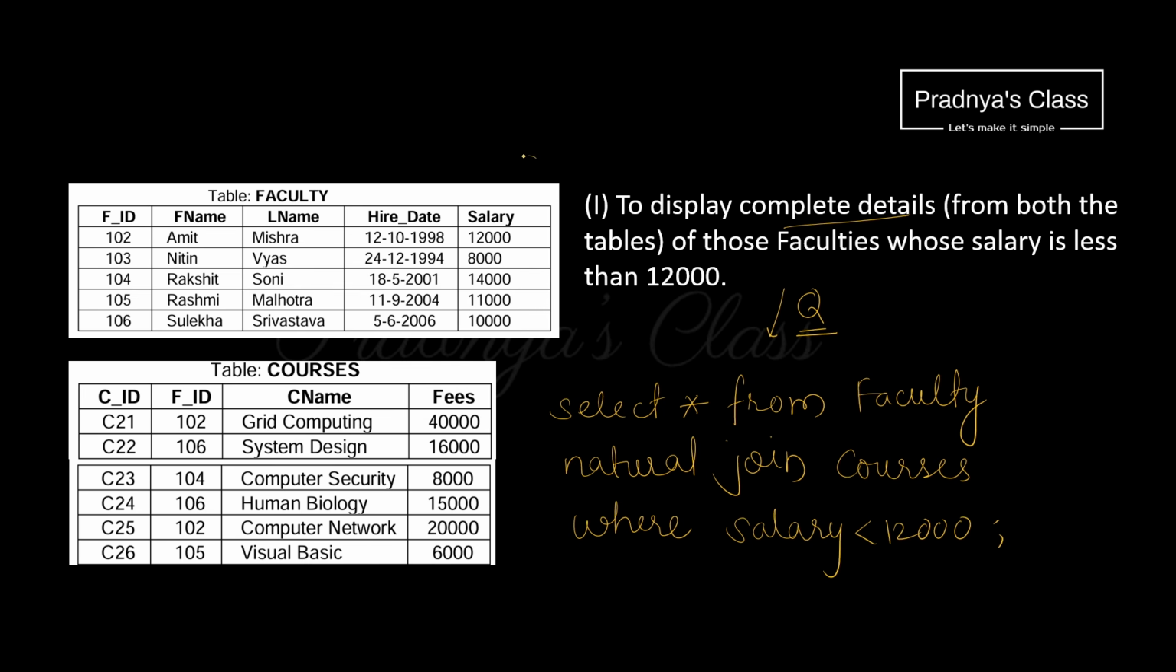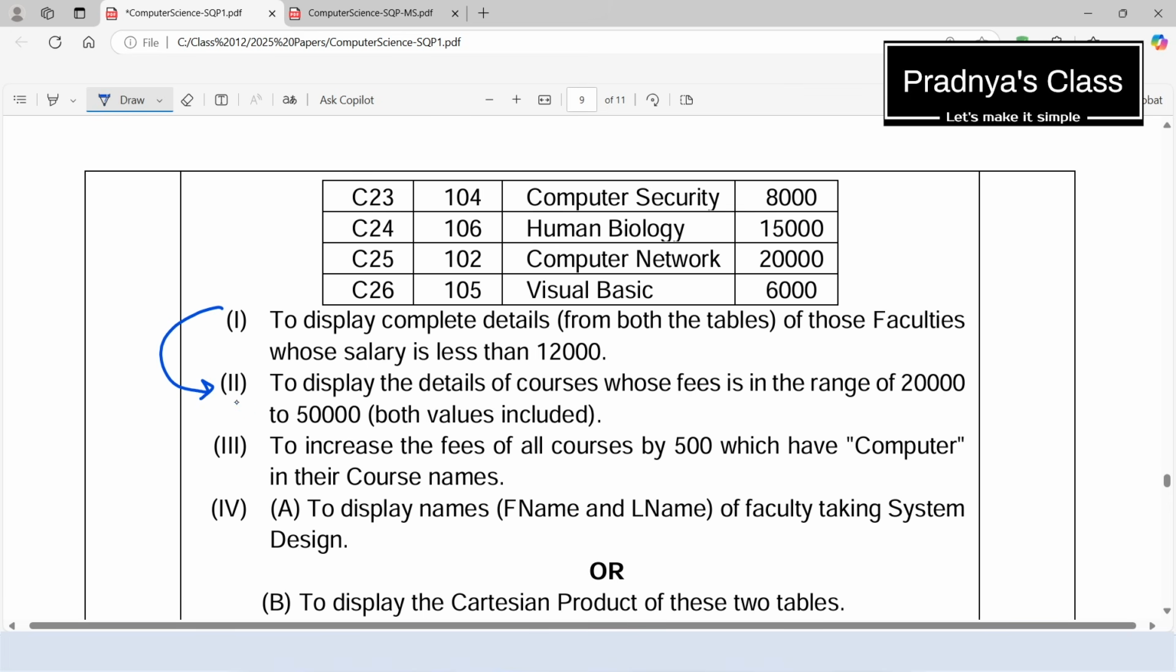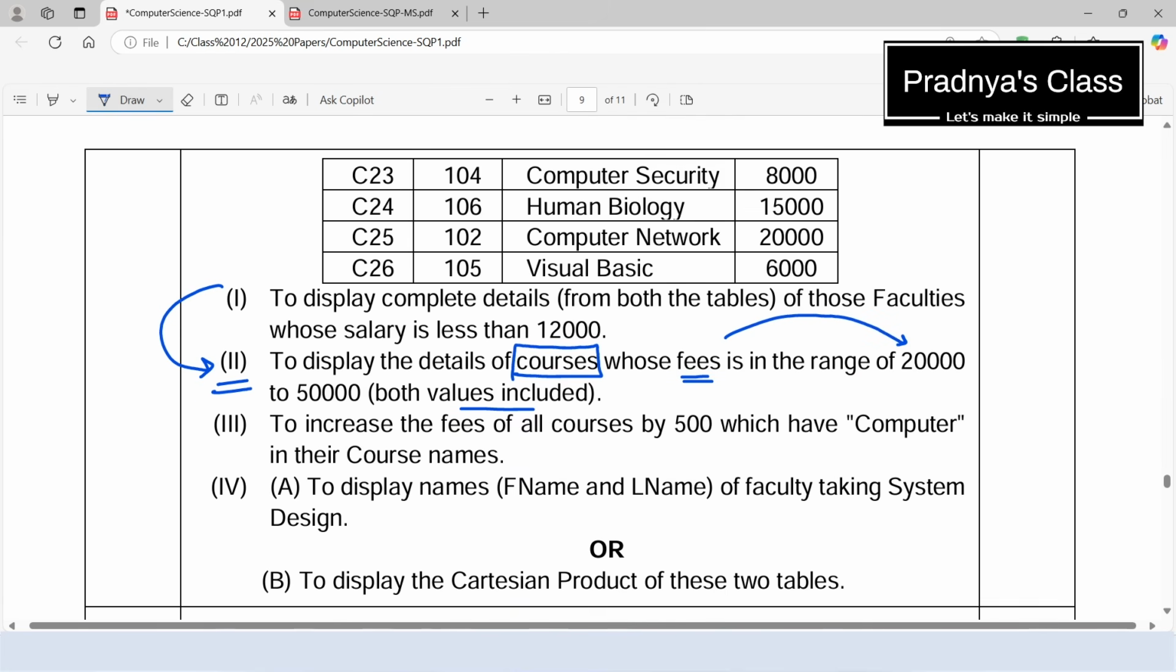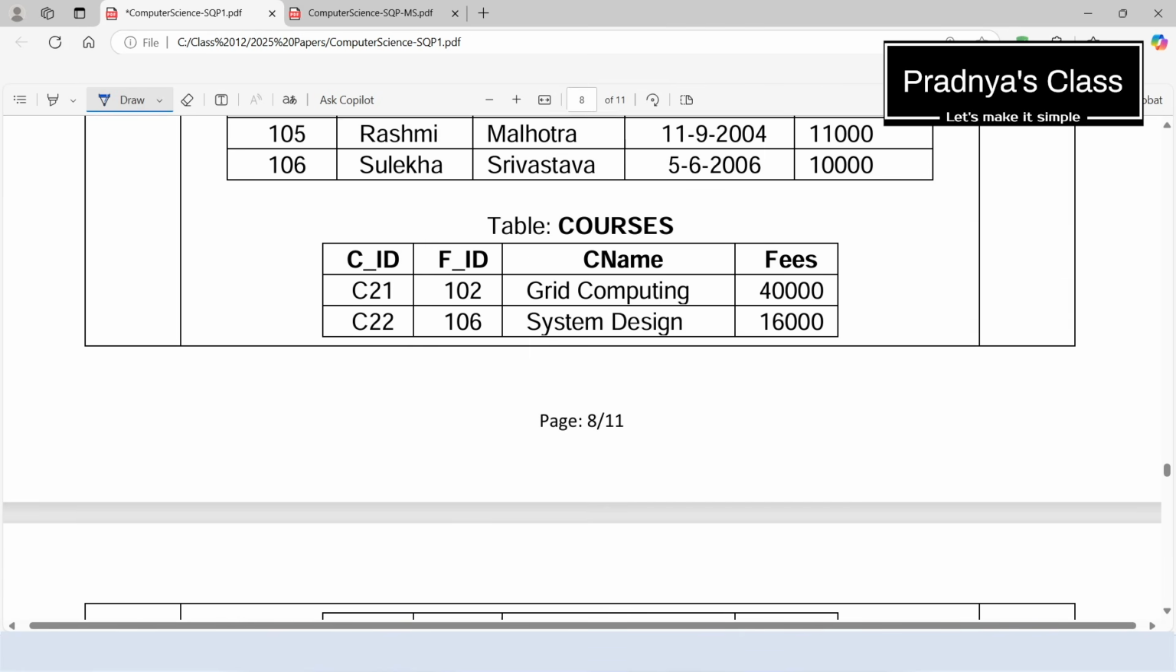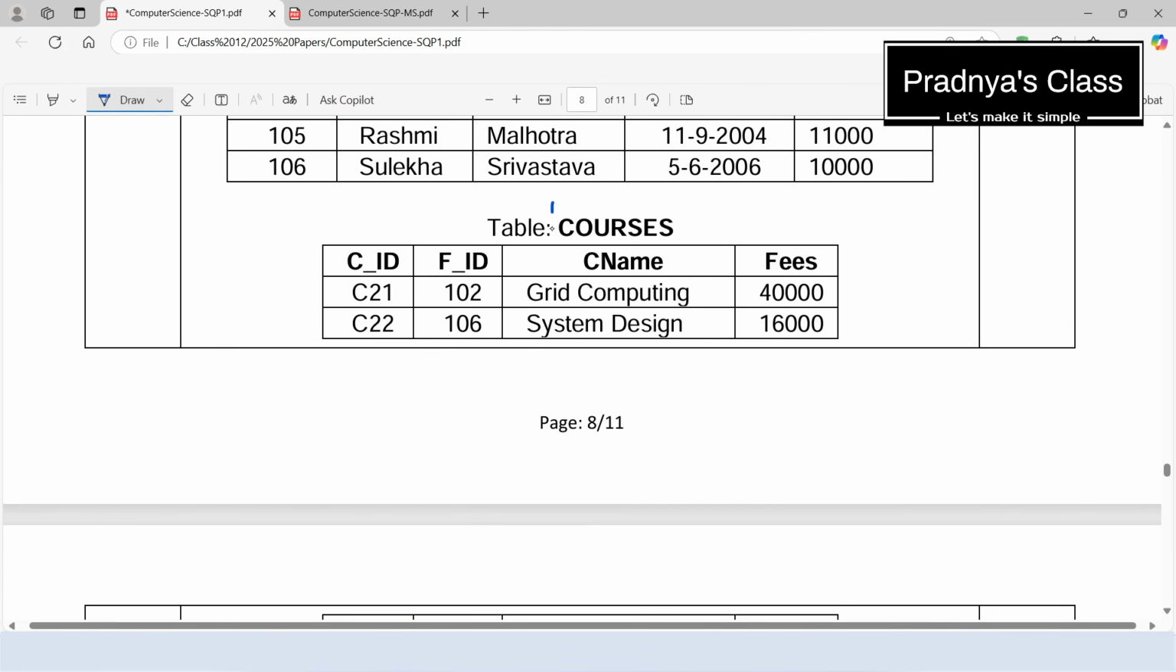The salary column is in only one table. That's why there is no need to mention the name of the table. Hope you understood this explanation. If you want to go ahead with other types of join, you can write that query too. Let's move ahead and check the second question. To display details of courses whose fees is in the range of 20,000 to 50,000, both values included. Here we need the details of courses and the details of courses are in the courses table.